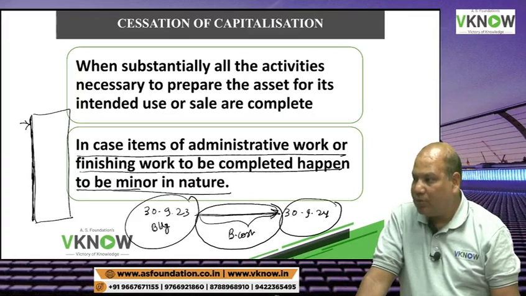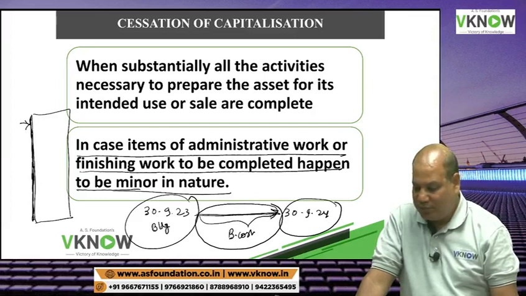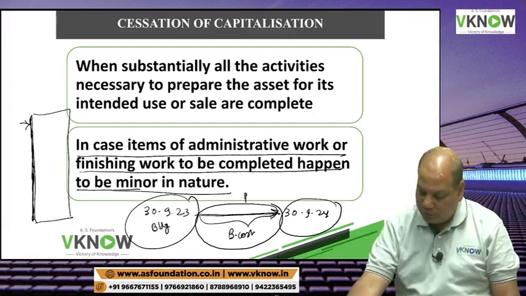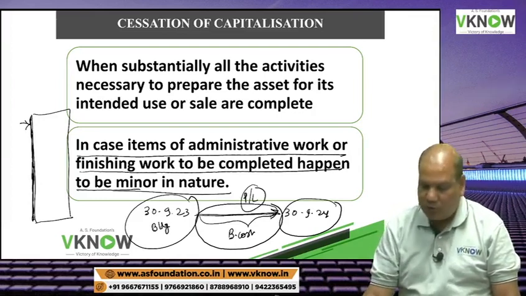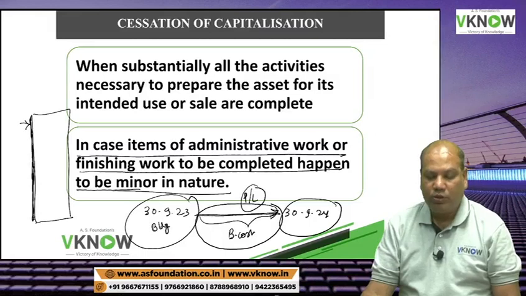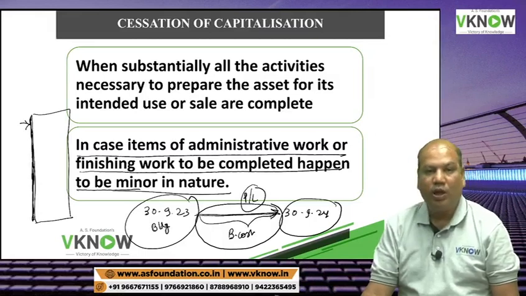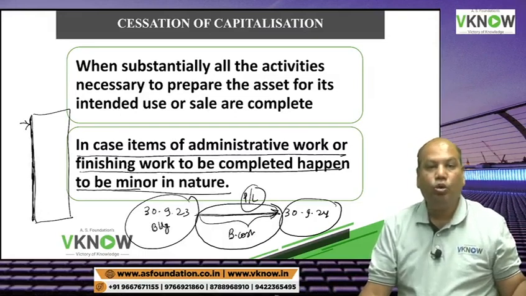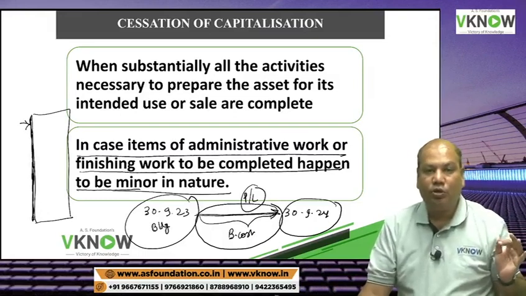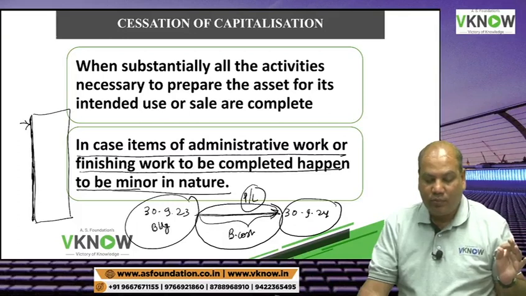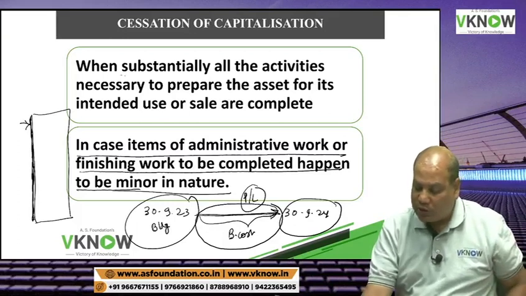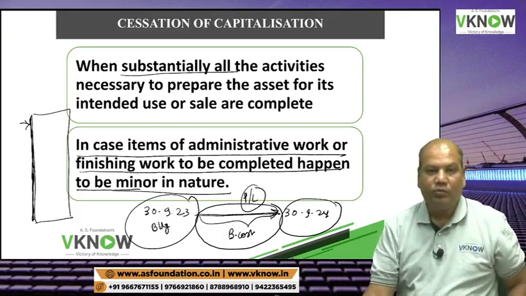On 30th September 23, the building was substantially complete. So the answer is charge to P&L account. Because just by keeping the small minor administrative work pending, the company cannot go on capitalizing the borrowing cost forever. So therefore the standard uses the words substantially all. Is it right?